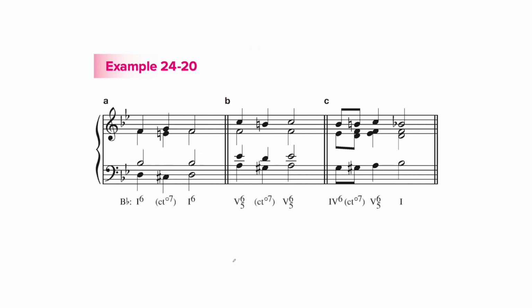So this is a cleaner demonstration of the Roman numerals, and you see here common tone diminished seventh. Koska put it in parentheses because it is not a functional chord, it is just an embellishing chord.